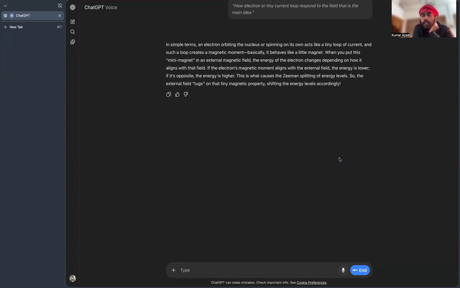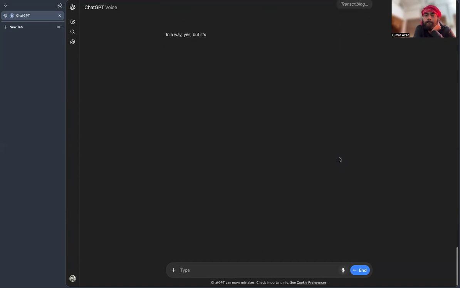Yeah, that tiny loop of current is very important because it creates a magnetic moment. Basically, it behaves like a little magnet. Okay, and then the energy of the electron changes depending on how it aligns with that field. There is also something else happening: first it behaves like a magnet, and then when a magnetic field is applied, don't they repel or attract each other? That was the very first intuition when I heard it.